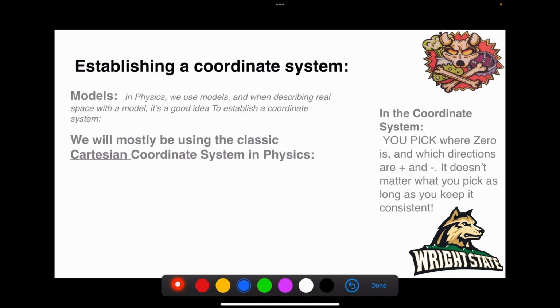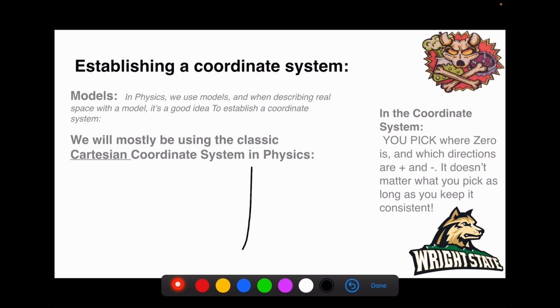So when we're making models in physics, we really want to make a coordinate system. And the way we're usually going to do this is by using the classic Cartesian coordinate system. This is named after Rene Descartes, the mathematician and philosopher whose famous quote is, "I think, therefore I am." We are going to be using his coordinate system, and that is the coordinate system that you're most familiar with in math.